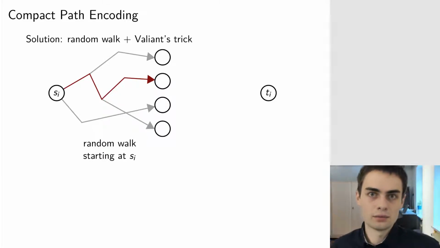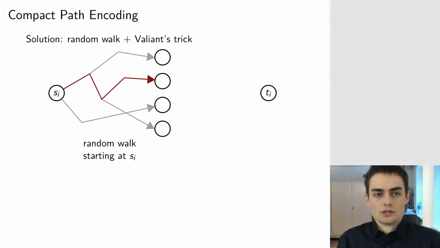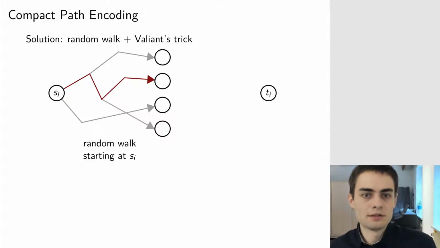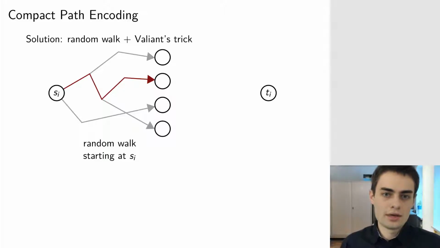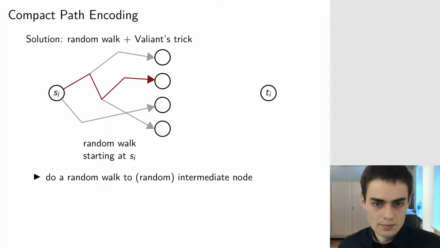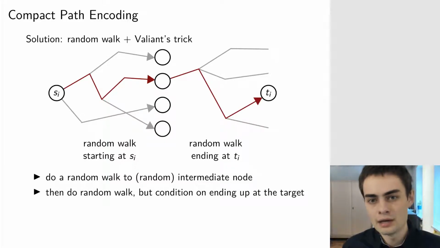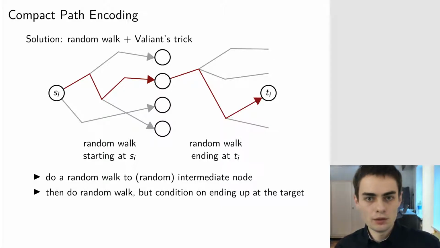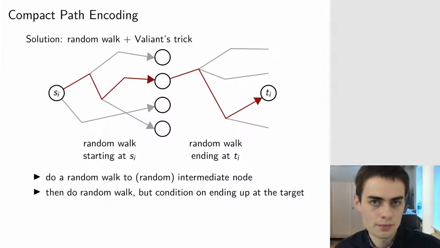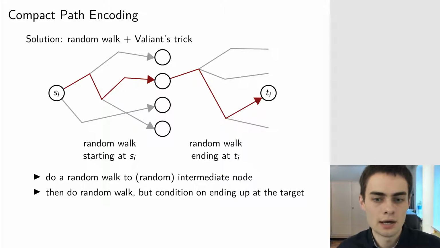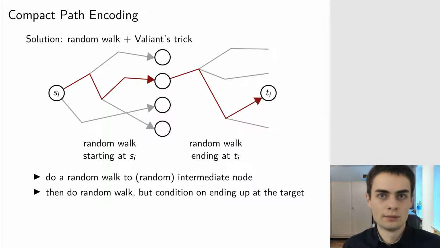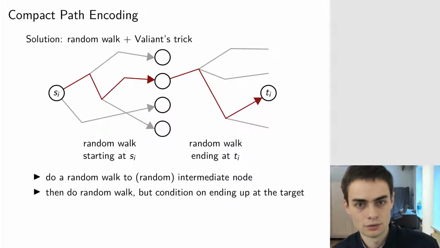We combine this with Valiant's trick. So we want to route from a source to a target. And we first do a random walk, which ends up at some intermediate node. Then, from that intermediate node, we again do a random walk, but we want to end up at the target node. So we only pick among the paths from the random walk which lead us to the target node. You could say that we condition the random walk on ending up at the target node.